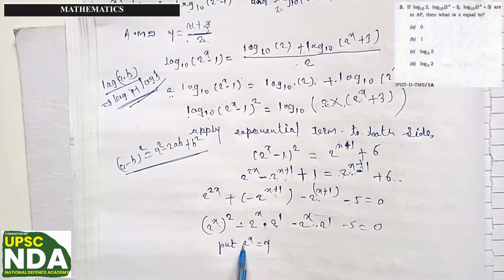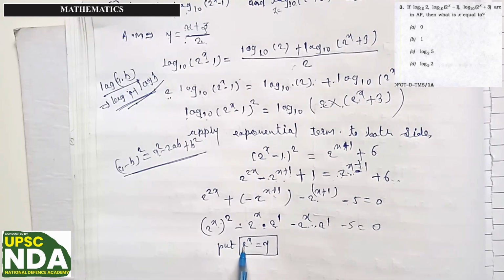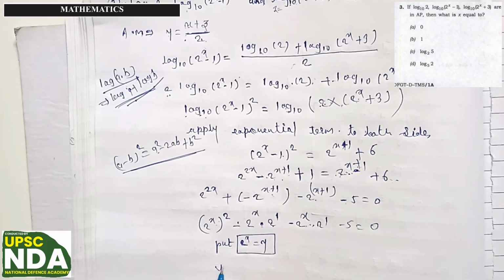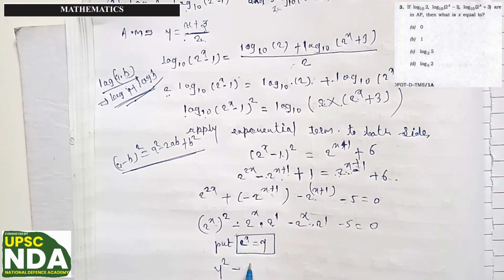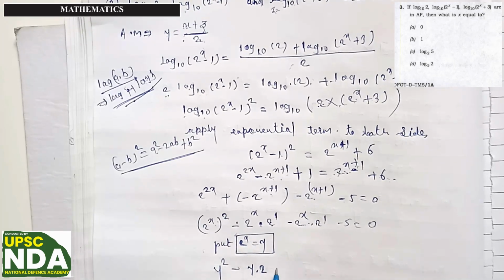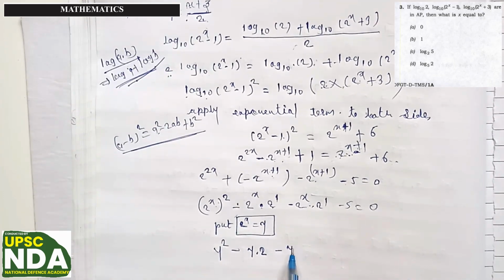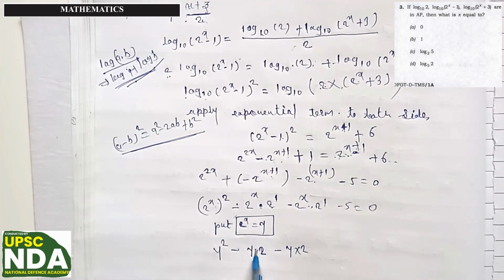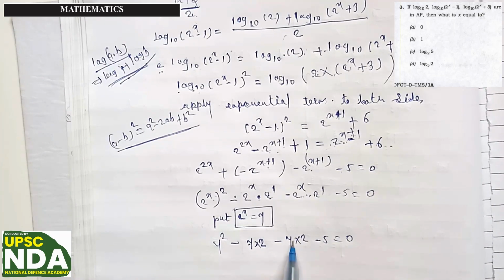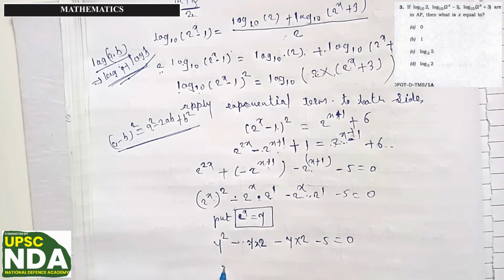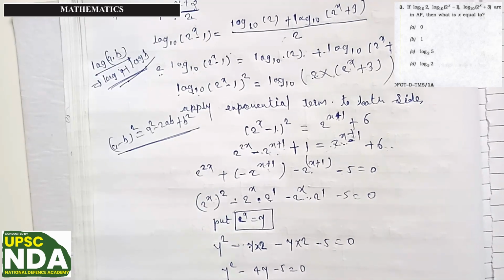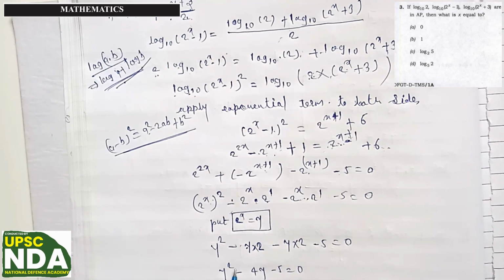Okay, so if we substitute y equal to 2 raised to x, we get the quadratic equation y to the power 2 minus 4y minus 5 equals 0. That is, y squared minus 2y minus 2y, so y squared minus 4y minus 5 which is equal to 0. Now we have the quadratic equation.